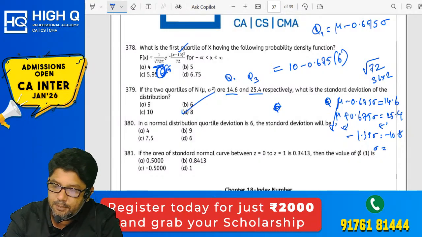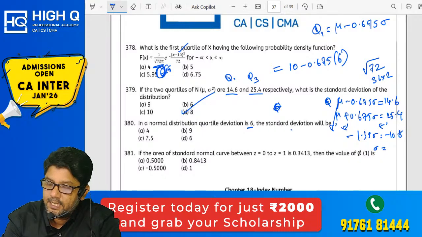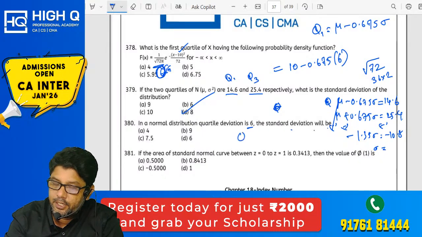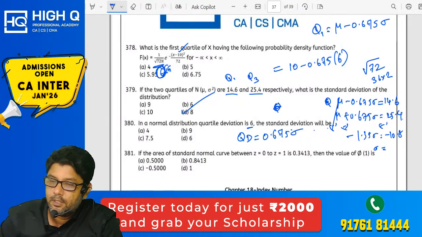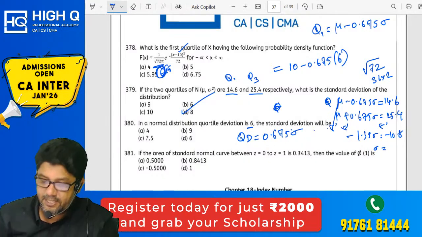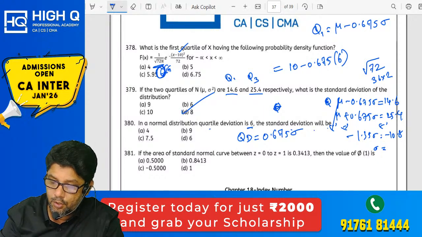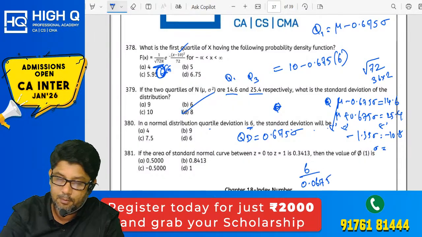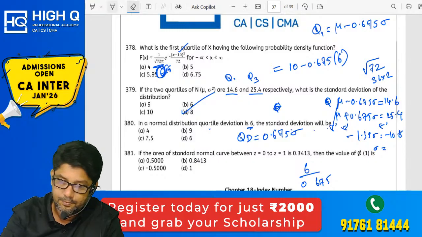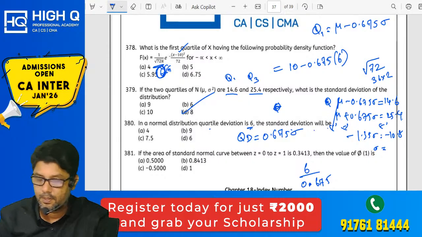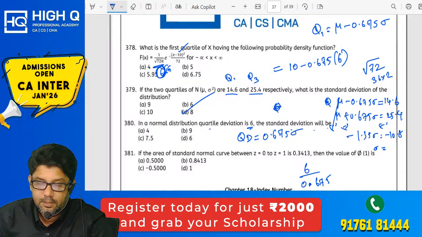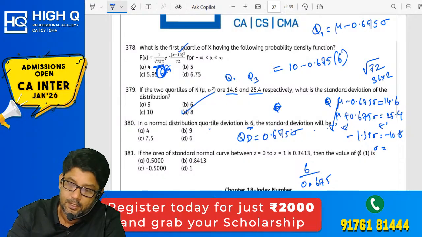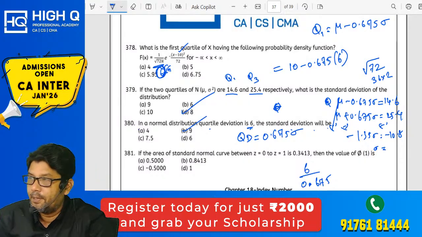In a normal distribution, quartile deviation is 6, standard deviation will be what? See, QD is equal to 0.675 sigma. Now, quartile deviation is 6. What is the standard deviation? So, what is it, my dear? 6 divided by 0.675. Can you please tell me what is it? 8.888, approximately 9. Am I right?